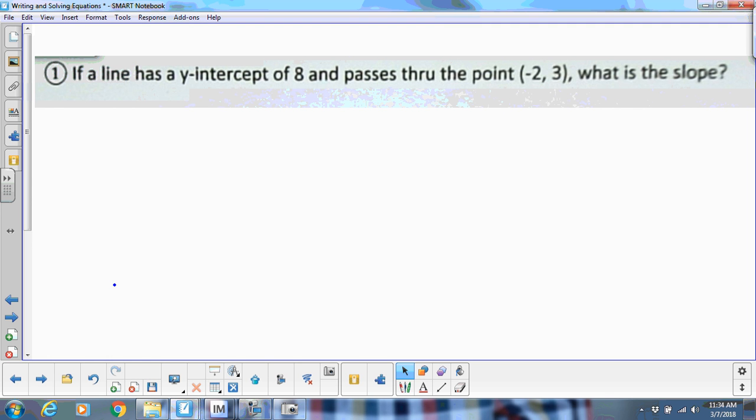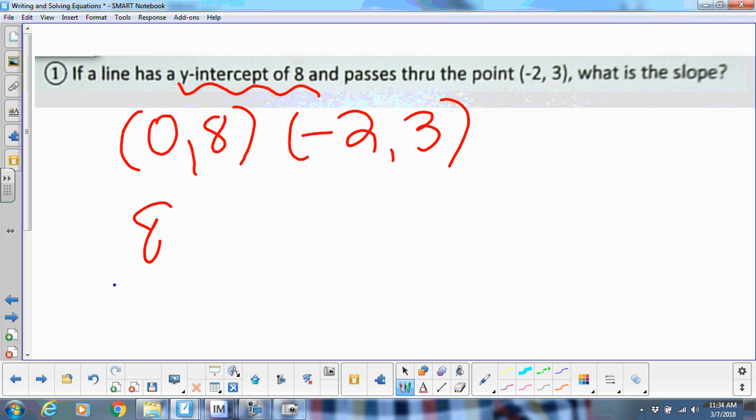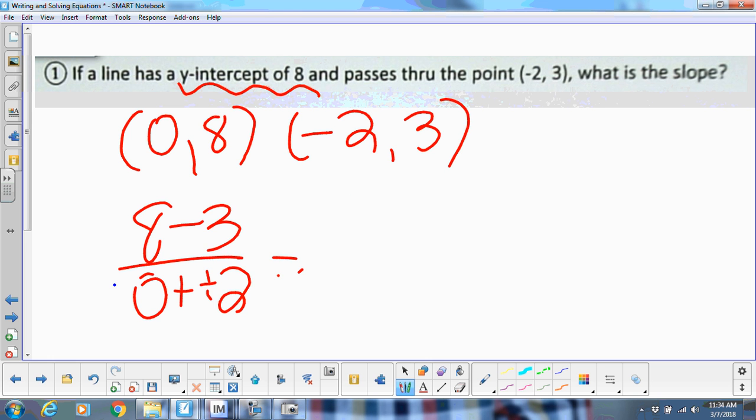All right, looking at worksheet 65, sorry. Okay, remember if it says a y-intercept of 8, you're going to start with (0, 8). Other point is (-2, 3). So we're going to go through with our slope formula. Okay, so your answer would just be 5 over 2.